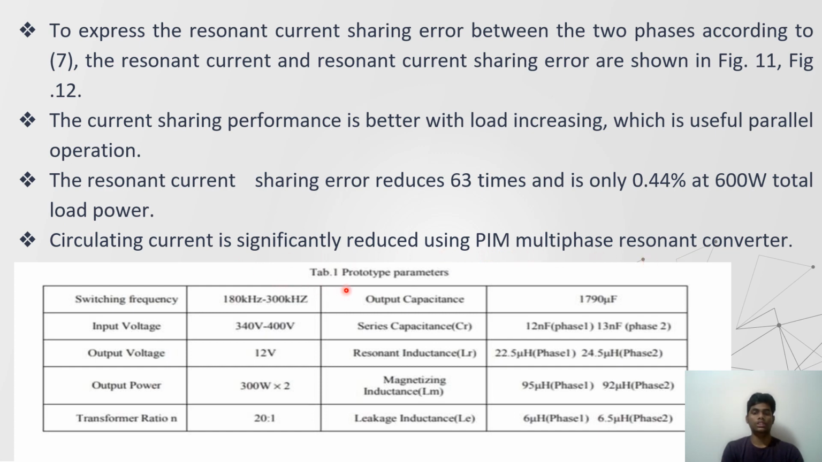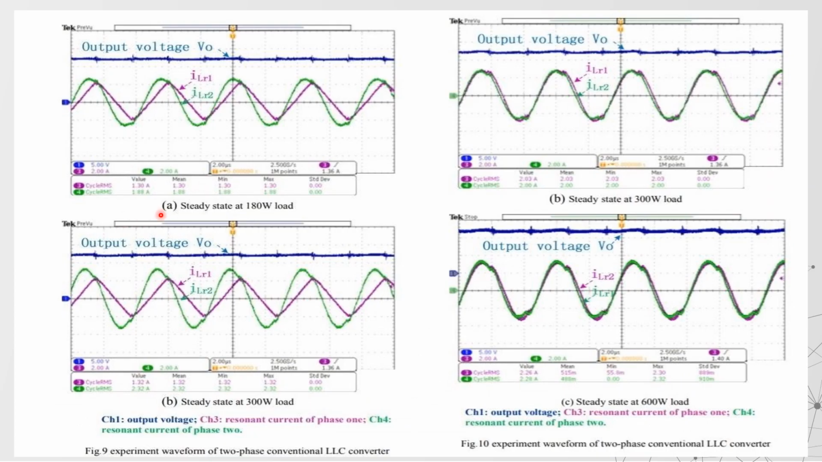In table 1, it shows the prototype parameters: switching frequency, input voltage, output power, transformer ratio N. This is the information about it. In figure 9, A is steady at 180 watt load and B is steady at 300 watt load. In figure 10, B is steady at 300 watt load, C is steady at 600 watt load.